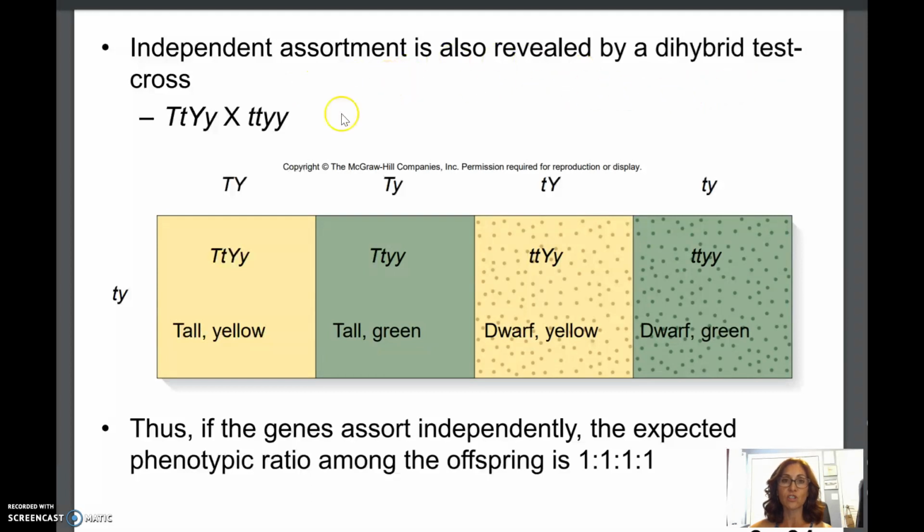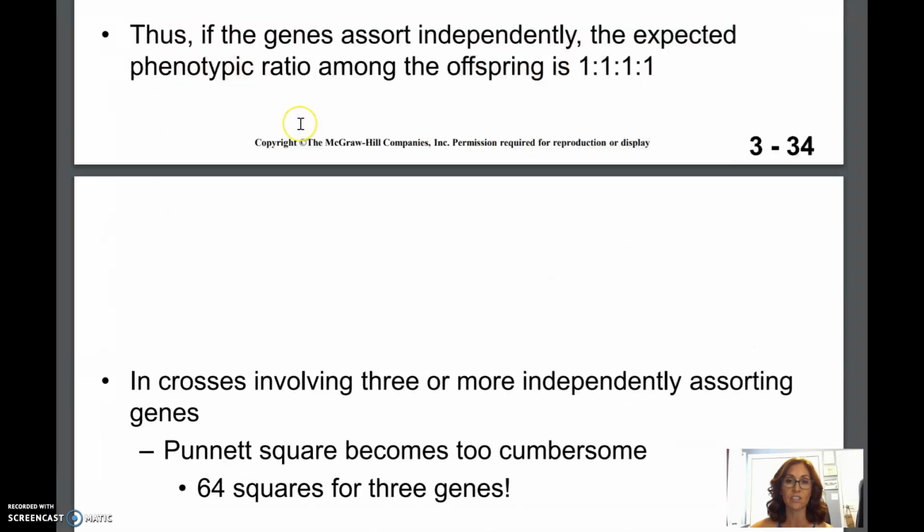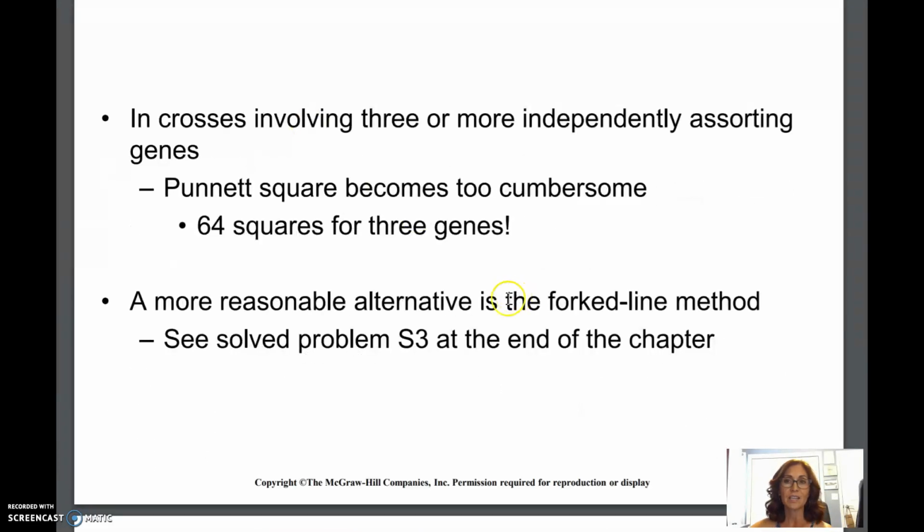Independent assortment typically can also be shown by using what we call a dihybrid test cross. For now, I don't want you to focus on this too much, but I do want you to understand that when you do a test cross, one of the two individuals is going to be homozygous recessive for both traits. So test crosses always use homozygous recessive individuals. That's all I need you to know for right now.